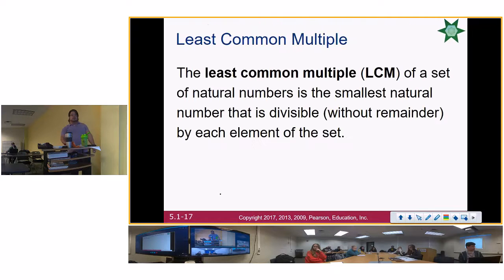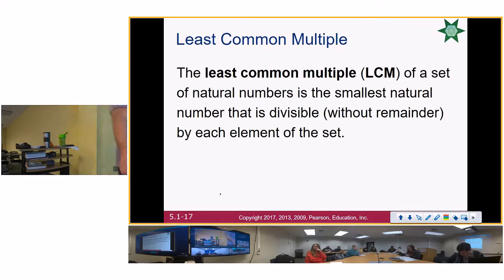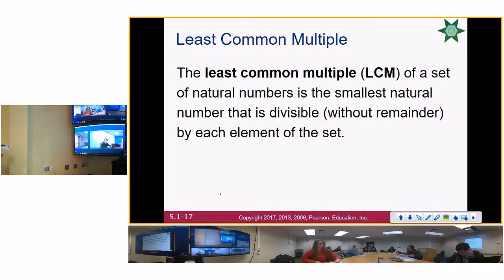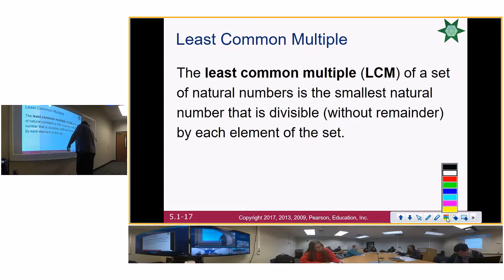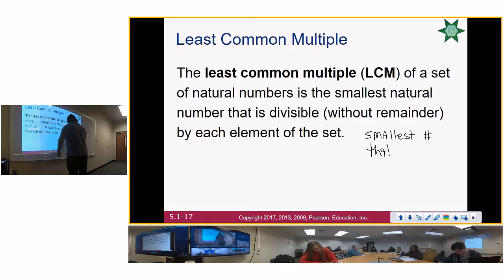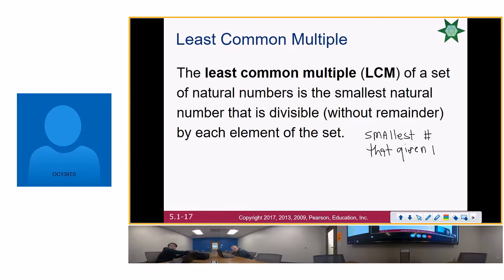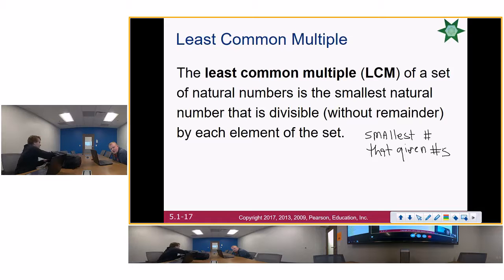There it is. Now, what is the least common multiple? The least common multiple is the smallest number. This time I got it right. The smallest number that given numbers will divide into.